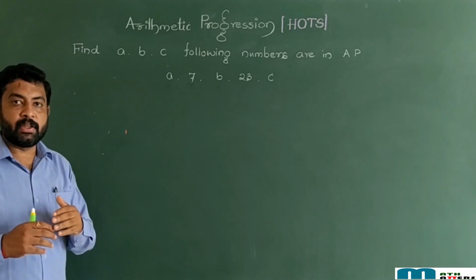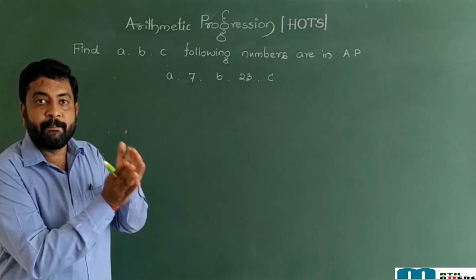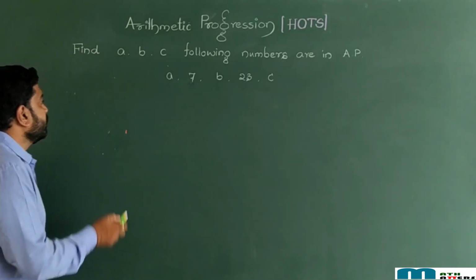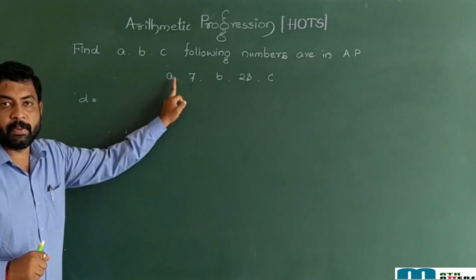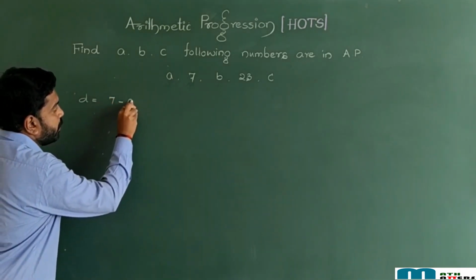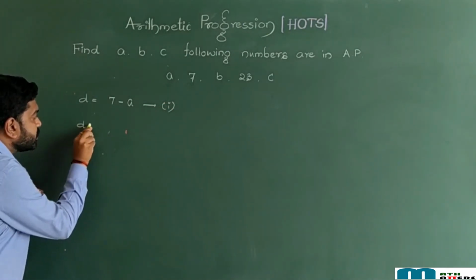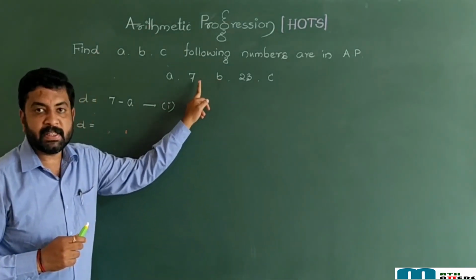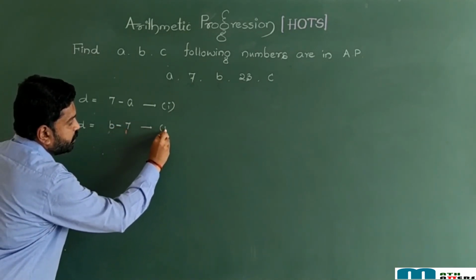Now let us calculate the common difference quickly. I will not write the formula, that d is equal to a2 minus a1, d is equal to a3 minus a2. I will directly take the values. First, the common difference can be calculated with the help of a2 minus a1, that is 7 minus a. I call it equation number 1. Next, the common difference can be calculated with the help of a3 minus a2, that is b minus 7. I call this equation number 2.